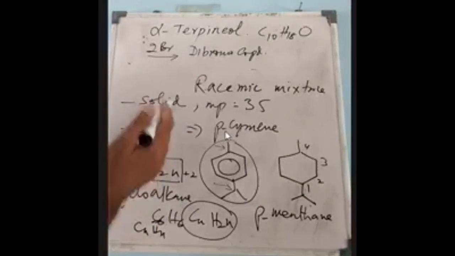But one thing is confirmed: there is a double bond present in the structure of alpha terpineol. Further, we will decide the position of the double bond. But the addition of bromine confirmed that there is one double bond.